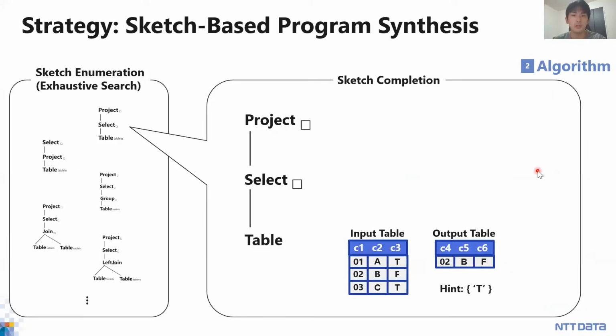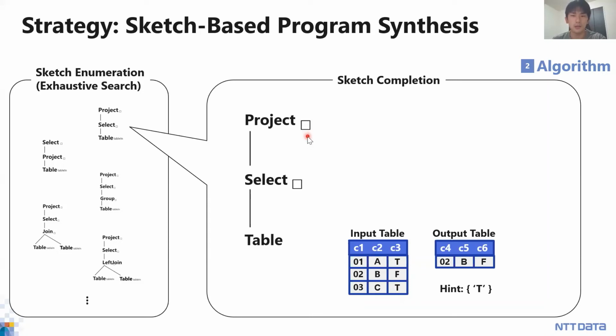PATSQL performs sketch-based program synthesis as in prior work. In this framework, programs are represented as sketches. Sketch is a program whose arguments are abstracted as squares, and Sketch is used to determine program structures. First, sketch enumeration is performed. This is an exhaustive search to find program structures that satisfy the examples. Then, sketch completion is performed for each sketch. Specifically, this phase fills the squares in a sketch with concrete structures.